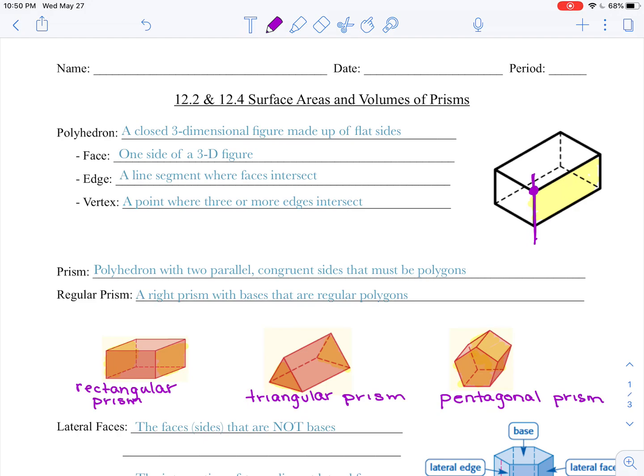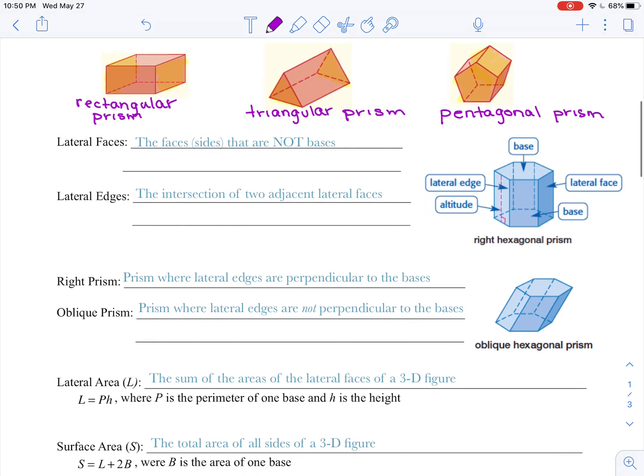Besides the different types of prisms according to their bases, we also have regular prisms, and they are prisms where the bases are regular polygons. So remember, that means all sides, all angles congruent. When we talk about the faces of a prism, we have lateral faces and then those bases. So our bases are the 2 parallel congruent sides, but all of the other sides of the shape are called the lateral faces. Lateral edges are the intersection of our lateral faces.